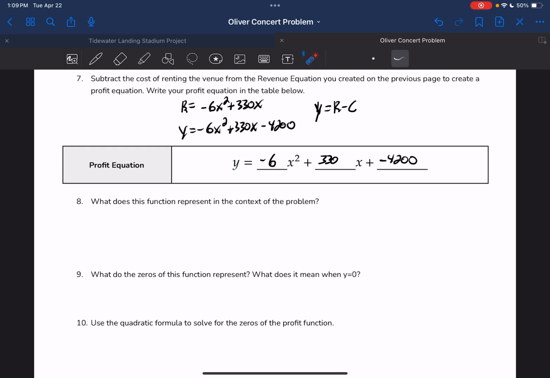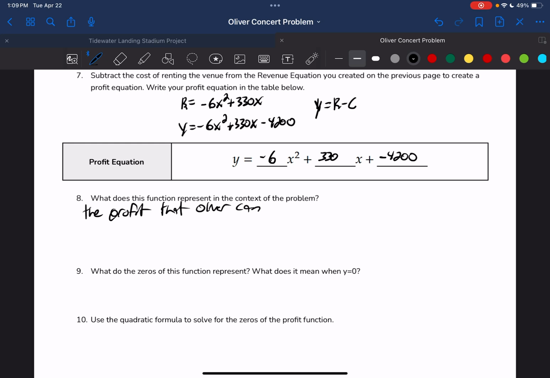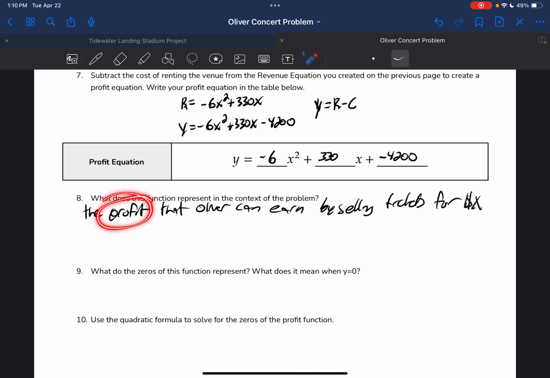And so what does this equation tell us? This equation tells us the profit that Oliver can earn by selling tickets for X dollars. That's important. This profit does not just represent the profit, but it's the profit that he can earn by selling tickets for X dollars. It's a function of X.